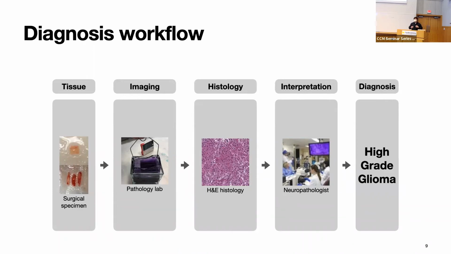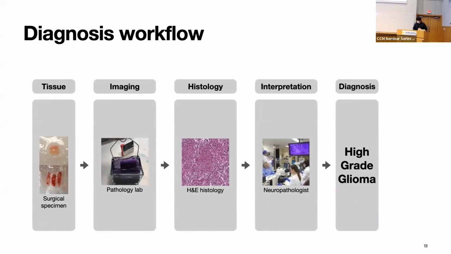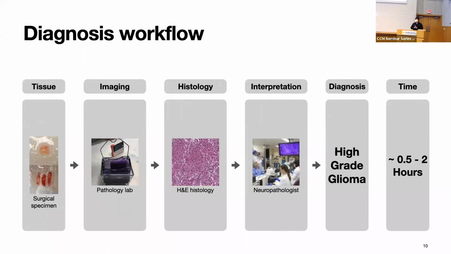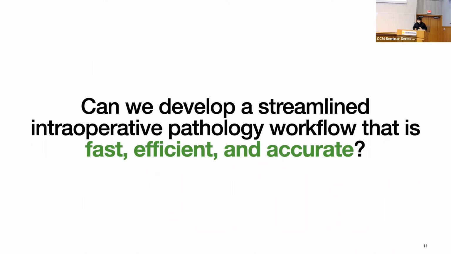And the pathologist who is on call will have to look at the tissue and then call the OR and say, this is a diagnosis. And this whole process can take from half an hour to up to 2 hours. And during this time, the surgeon is just waiting. So can we do better, right? We want something that's faster, more efficient, and more accurate, right?